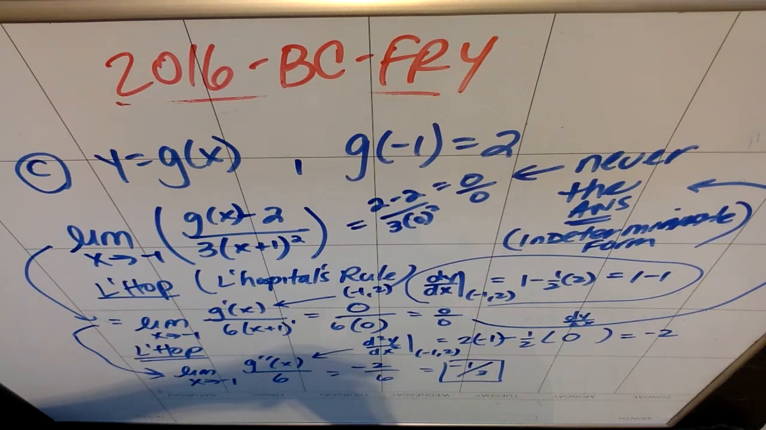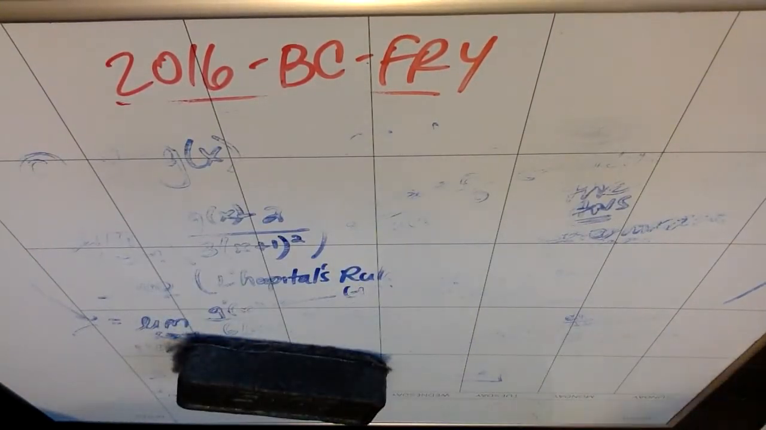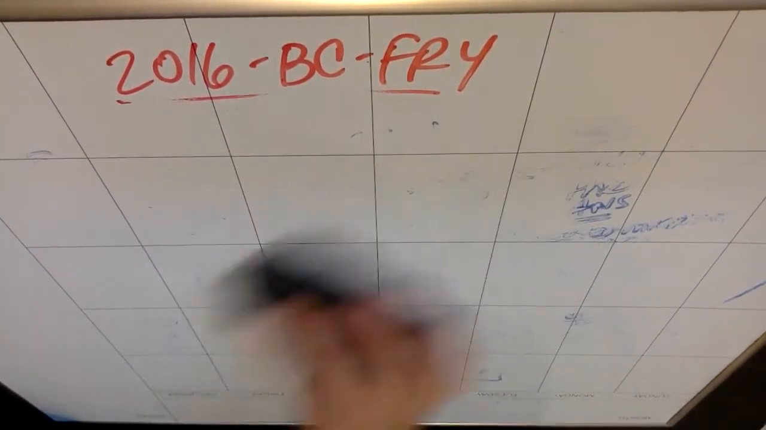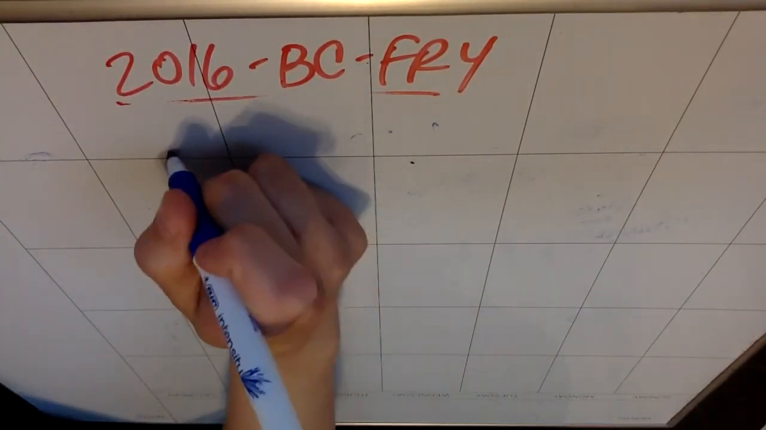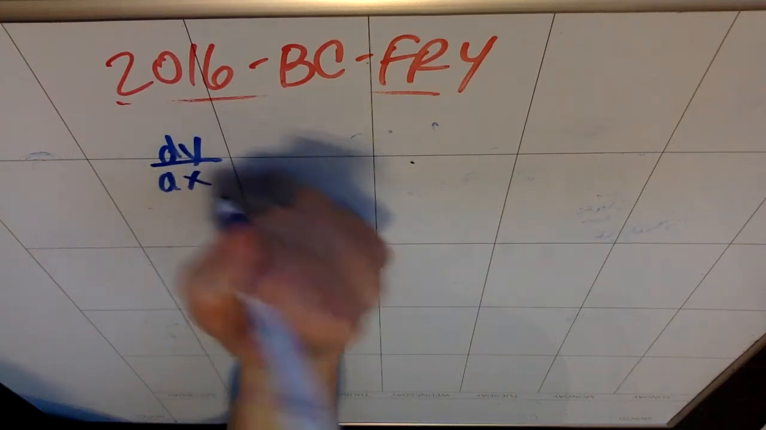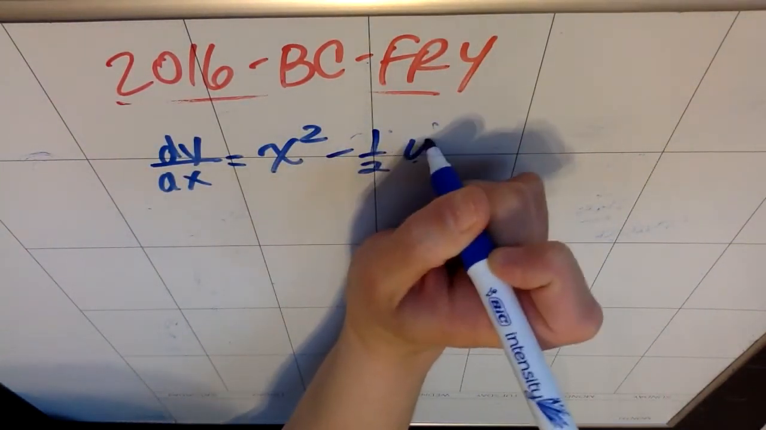Cool. Part D. Let y equals h of x be the particular solution to the given differential equation with h of 0 equals 2. Use Euler's method, starting at x equals 0, with 2 steps of equal size to approximate h of 1. Cool. So they're just all about giving you different solutions to this non-separable differential equation. All right, so when I do Euler's as a table, not everybody does, I just am organizationally challenged. It's x squared minus 1/2 y.